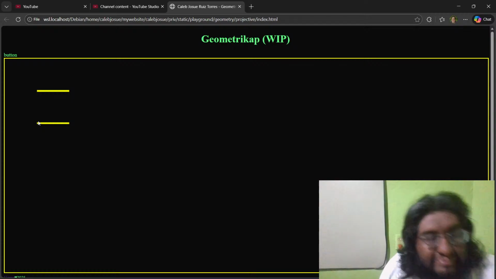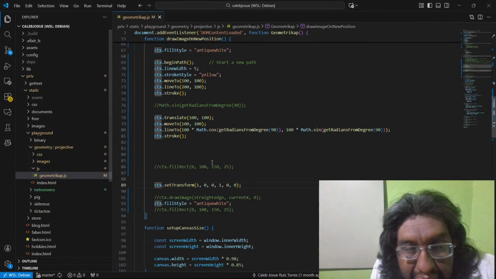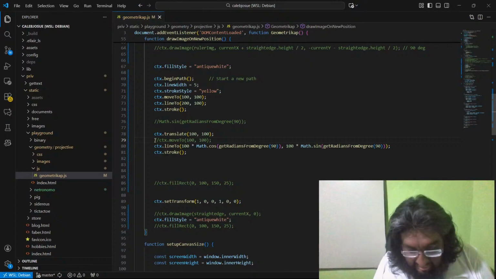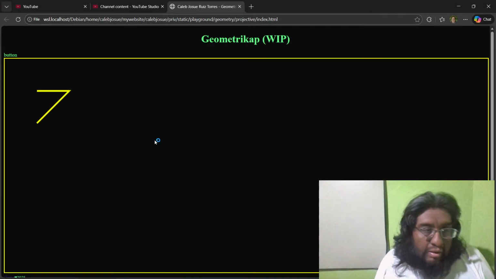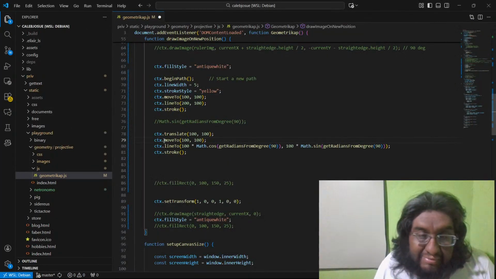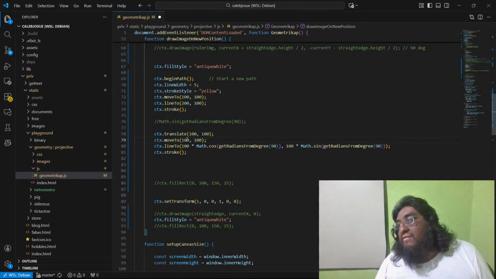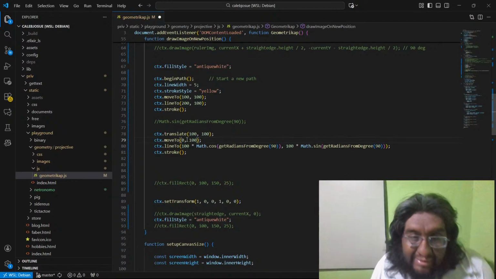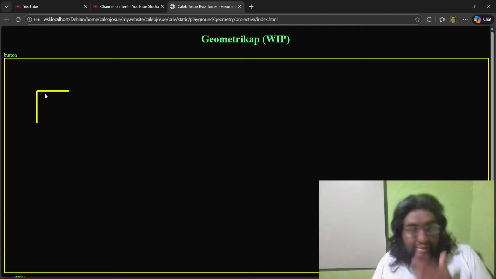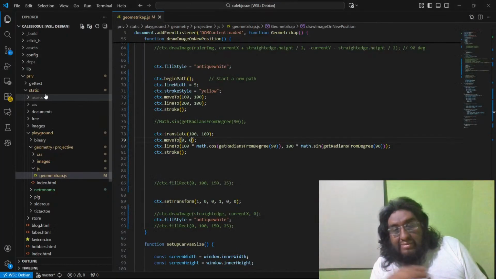We find this point. Translate to 100. Okay, we're getting there. So, oh my God, it's the same. We should have got written. We should have, here we go. We will try tomorrow again. We are done for today. Trigonometry works and it's beautiful.